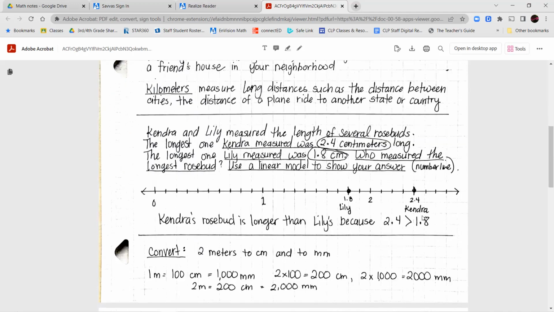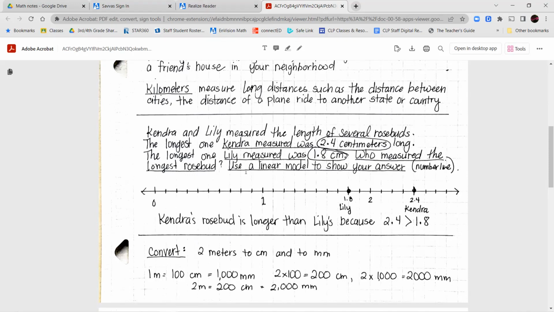Kendra and Lily measured the length of several rosebuds. The longest one Kendra measured was 2.4 centimeters long. The longest one that Lily measured was 1.8 centimeters long. Who measured the longest rosebud? Use a linear model to show your answer.